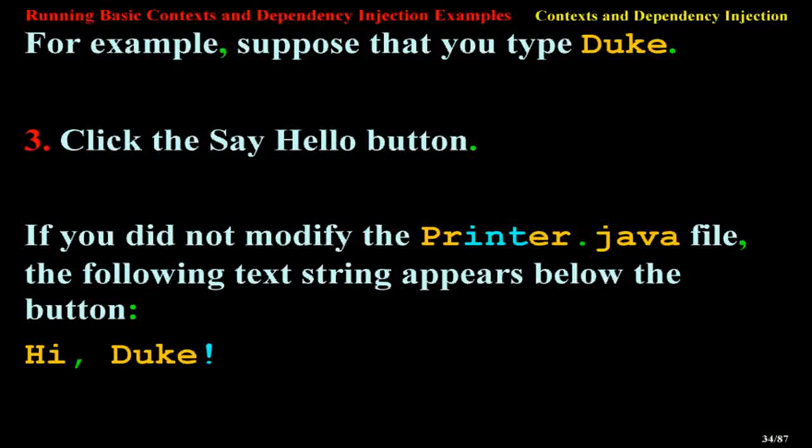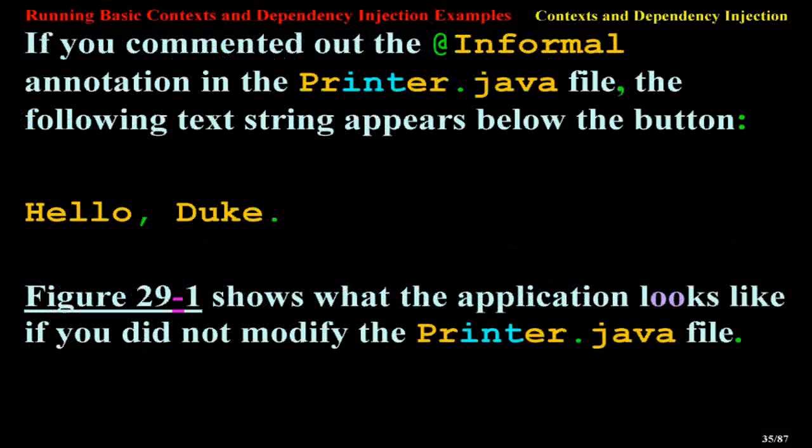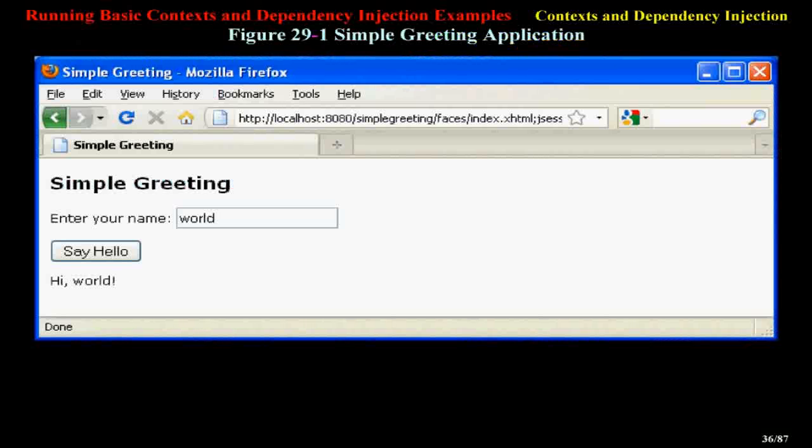If you did not modify the Printer.java file, the following text string appears below the button: Hi, Duke. If you commented out the @Informal annotation in the Printer.java file, the following text string appears below the button: Hello, Duke. Figure 29-1 shows what the application looks like if you did not modify the Printer.java file. Figure 29-1 simplegreeting application.